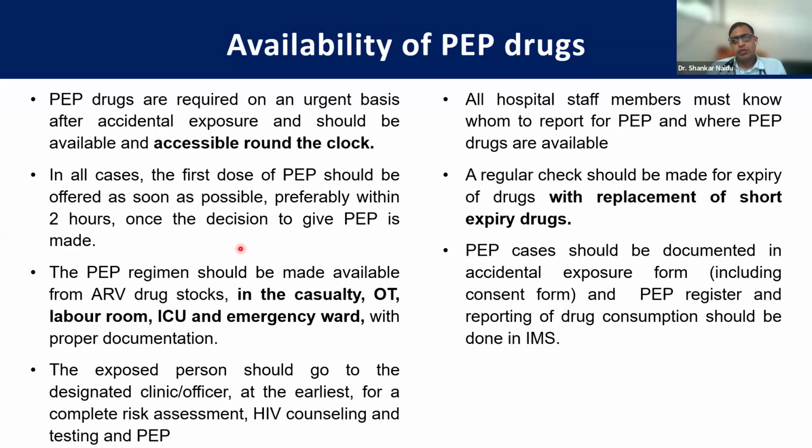All hospital staff members must know whom to report to for PEP and where PEP drugs are available, and a regular check should be made for expiry of the drugs with replacement of short-expiry drugs. PEP cases should be documented in the accidental exposure form and PEP register, and reporting of the drug consumption should be done in IMS. This particular point is very important for all of us who are working in the ART center, because it is our duty to enter them in the PEP registers and maintain a proper record regarding how many people have been advised PEP and the follow-up.